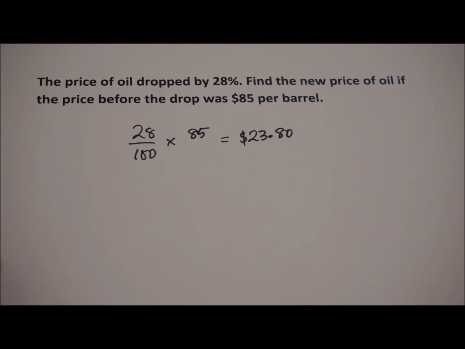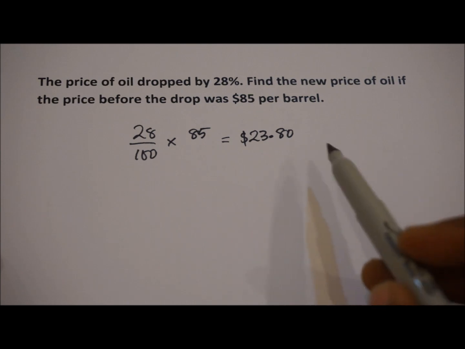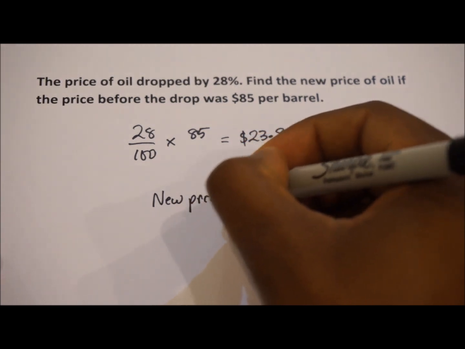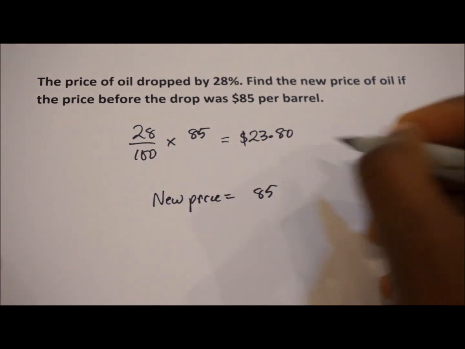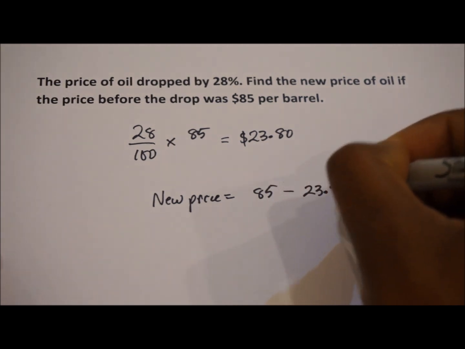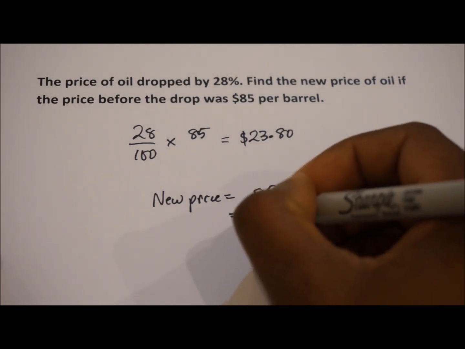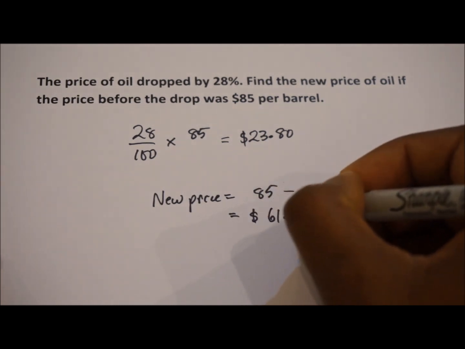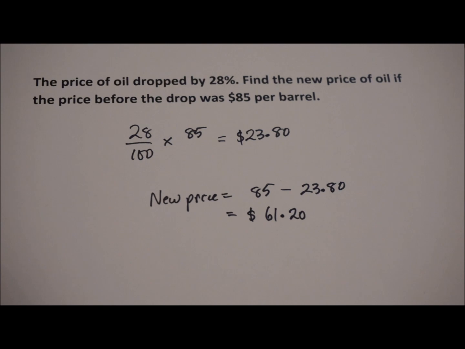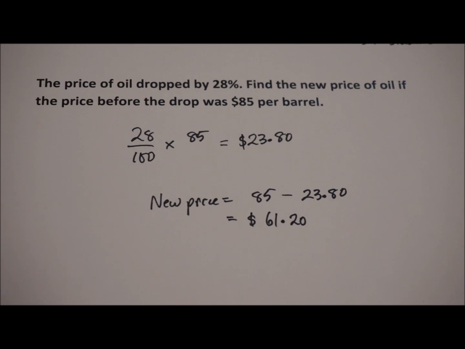Therefore, the price dropped by $23.80. If we're asking for the new price, it was 85, and it dropped by $23.80, so 85 minus $23.80. When we do this, the new price comes out to be $61.20. All right, therefore, the 28% drop brought the price of oil to $61.20.